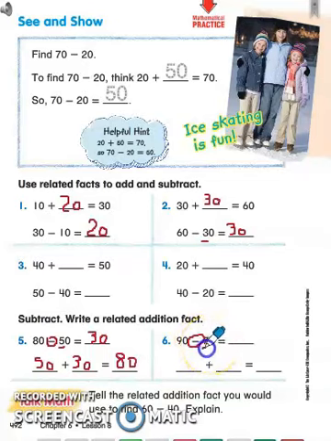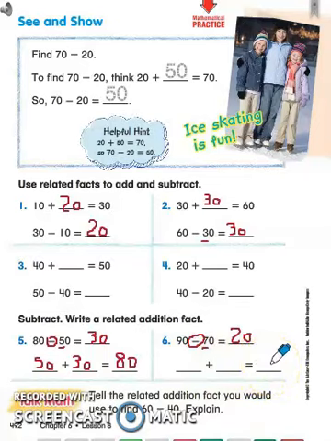How many times? 7 times. Count with me back by tens 7 times. 90, 80, 70, 60, 50, 40, 30, 20. So my answer will be 20, okay? Now who can tell me how to write the addition sentence?